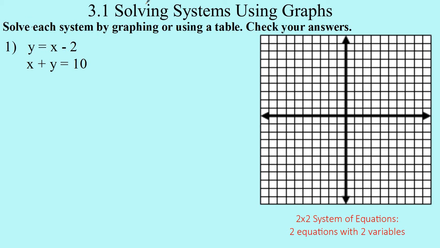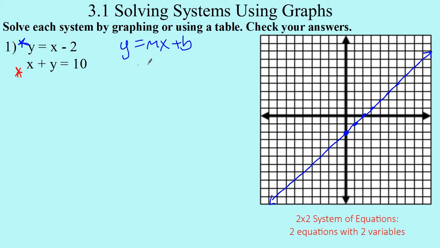The first thing you would do, here I'm going to use two different colors. I'm going to graph the first line in blue. Since it's already in y equals mx plus b form, I'm just going to go ahead and graph that. So we go down 2, and then it's a slope of 1. Then we just connect the dots. Okay, there we go.